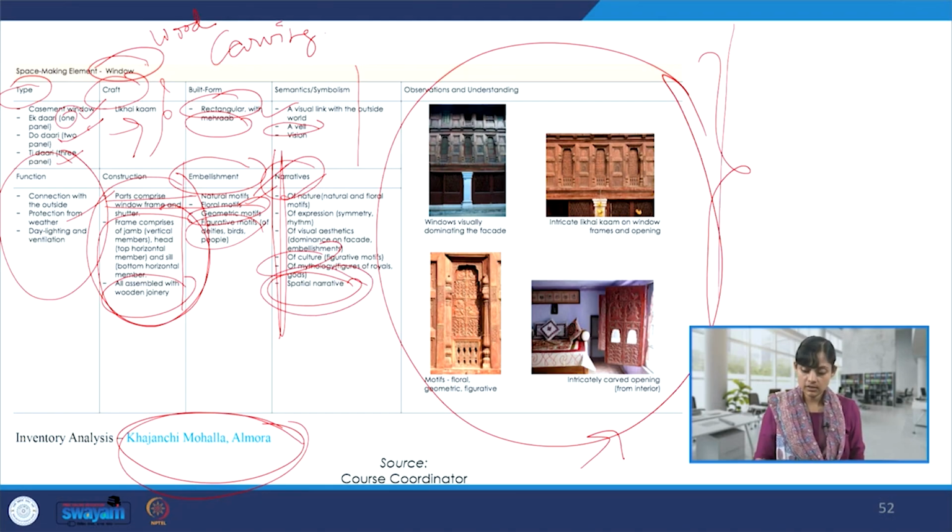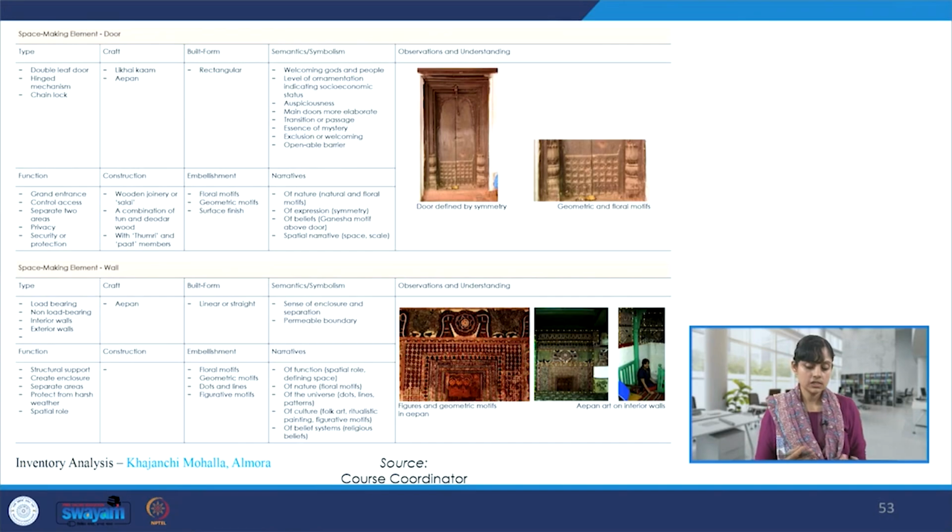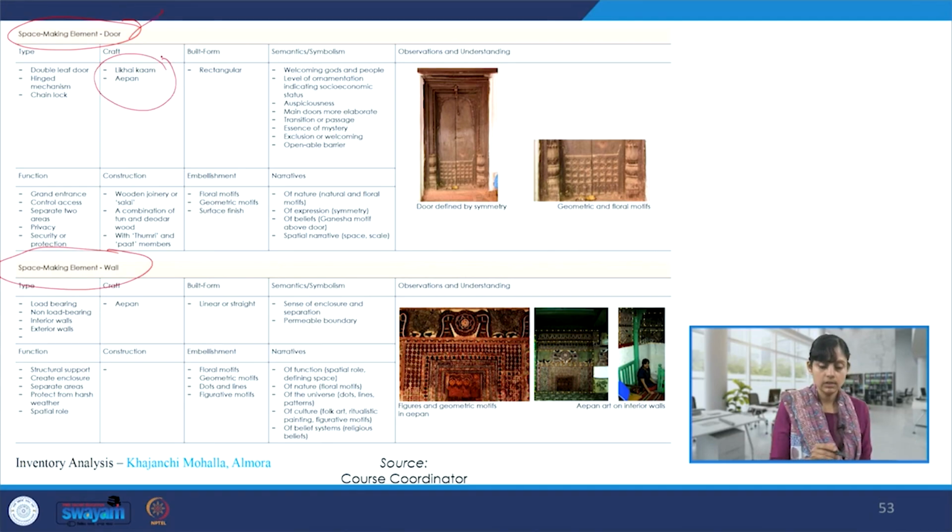So, here this is one complete inventory where we see a building element, craft associated with it, and all the details that I just discussed. This is another one where we see the element door, and here we see the element wall. If I talk about door, we see both likhai kam, which is wood carving, and then apan, which are the ceremonial paintings. We see both these crafts over here. So one is more like a narrative craft and one is more like a building craft. So SMC and SNC, those two we discussed, and we see both the examples here.